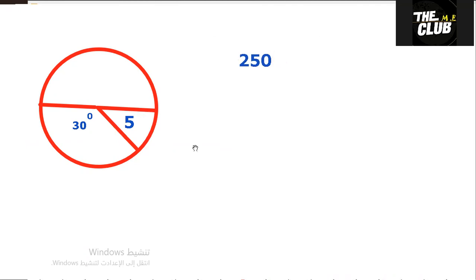Now, the question will say, how many people are in this 30 degrees? Or, what's the angle of these 5 people? These are two types of questions, not in the same question. I'm just telling you the types of questions related to pie charts.